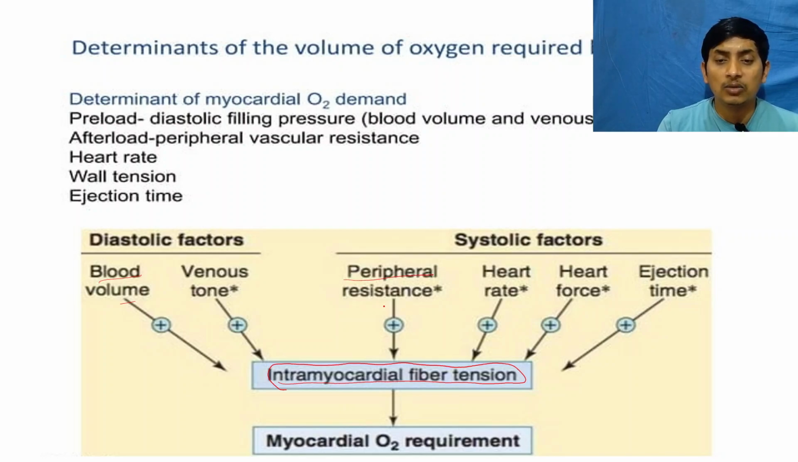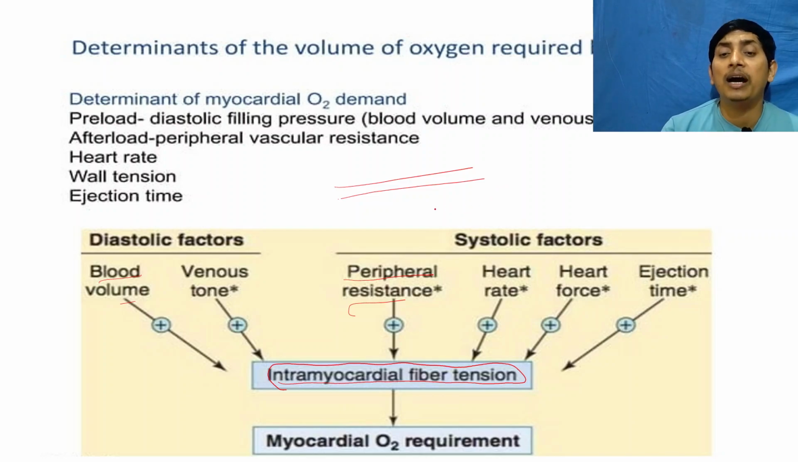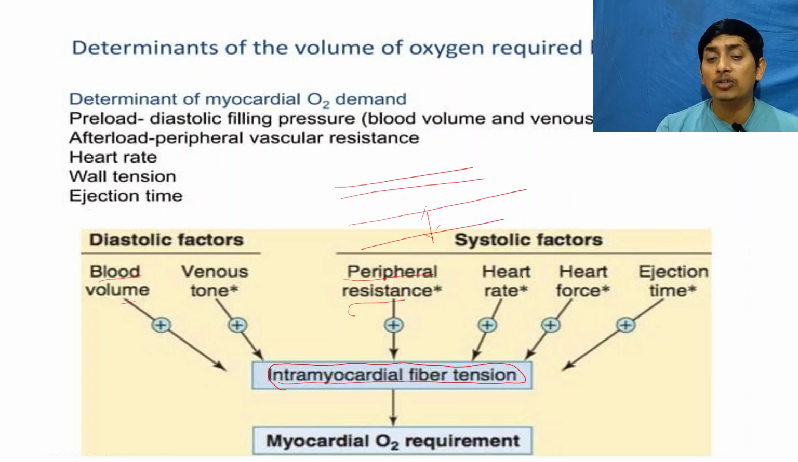Peripheral resistance. When the peripheral resistance increases, our heart has to work extra. Peripheral resistance relates to our blood vessels. When our blood vessels are narrow, we say peripheral resistance is high. Resistance means opposing force, so the opposing force is very high. If our blood vessel is wider, the resistance is very low, so the heart load also decreases.